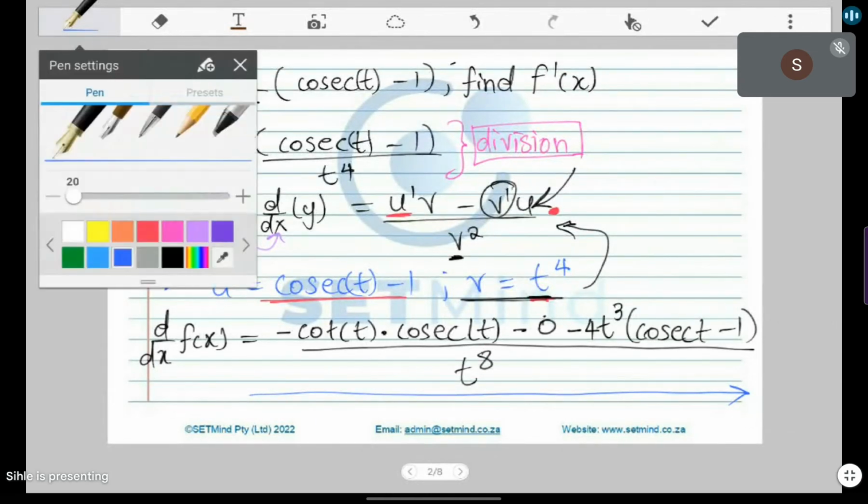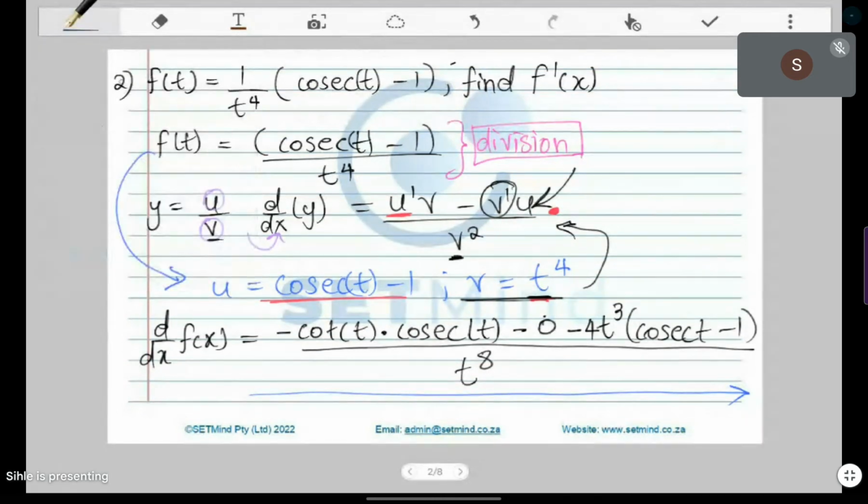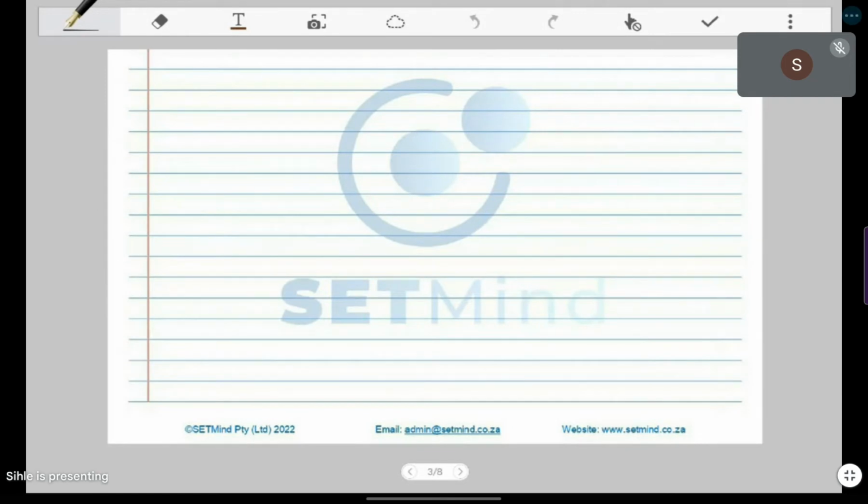Right. So I'm going to note this as 2. Okay, so let's move on. There's a problem of limits. So I'm going to call this 3.